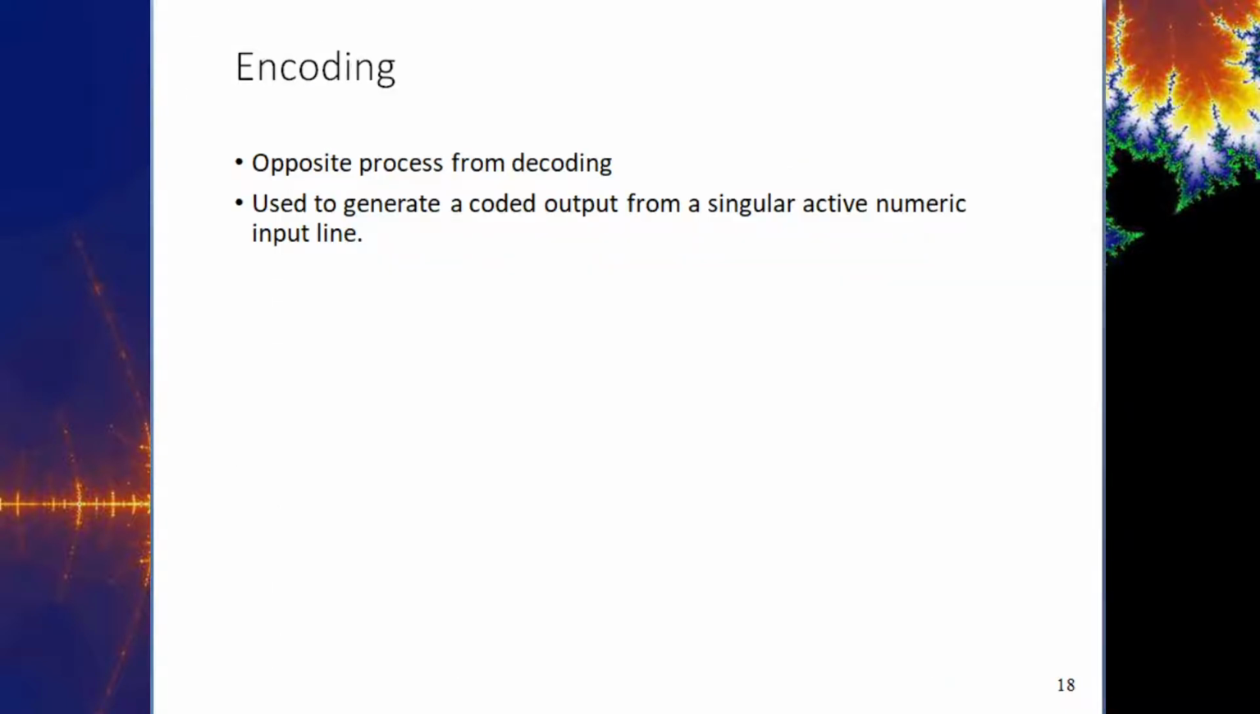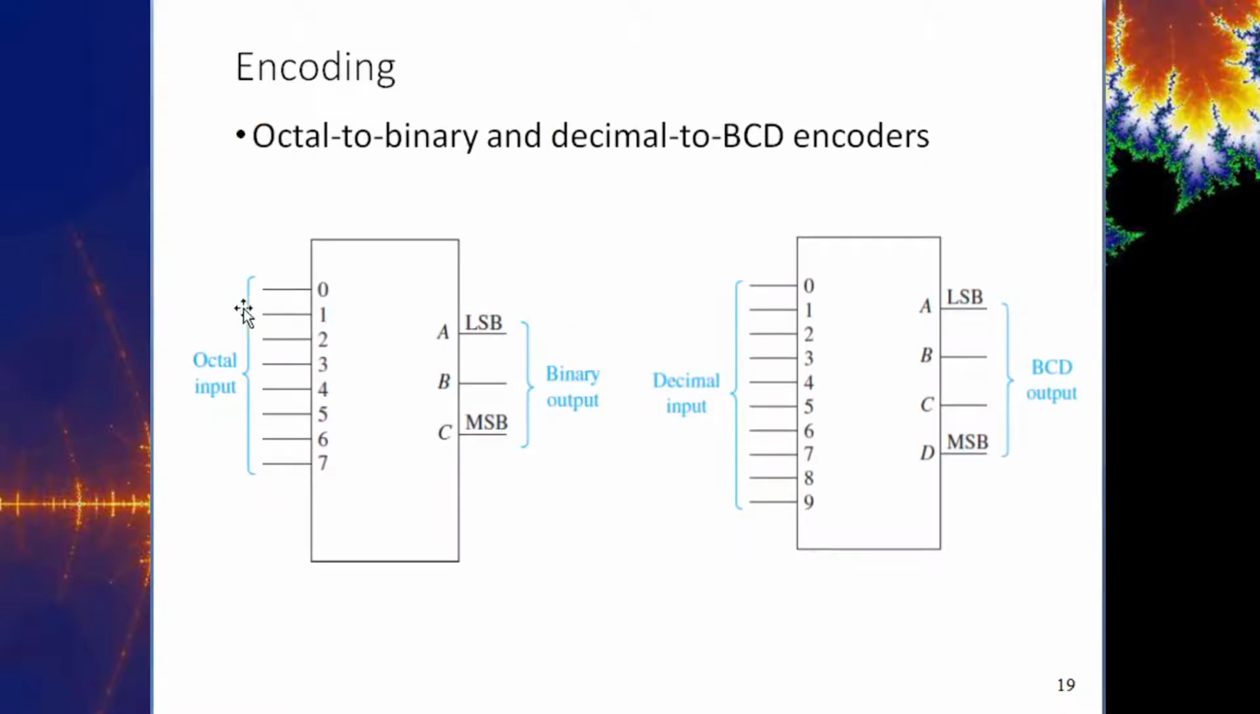All right, so let's talk about encoding. Decoding, we said, devolves down into one single output, and encoding is exactly the opposite. Based on a single input that turns on, it's going to code that number on the output. In this case, octal input, only one of these is going to turn on, and that's going to activate all three of these.